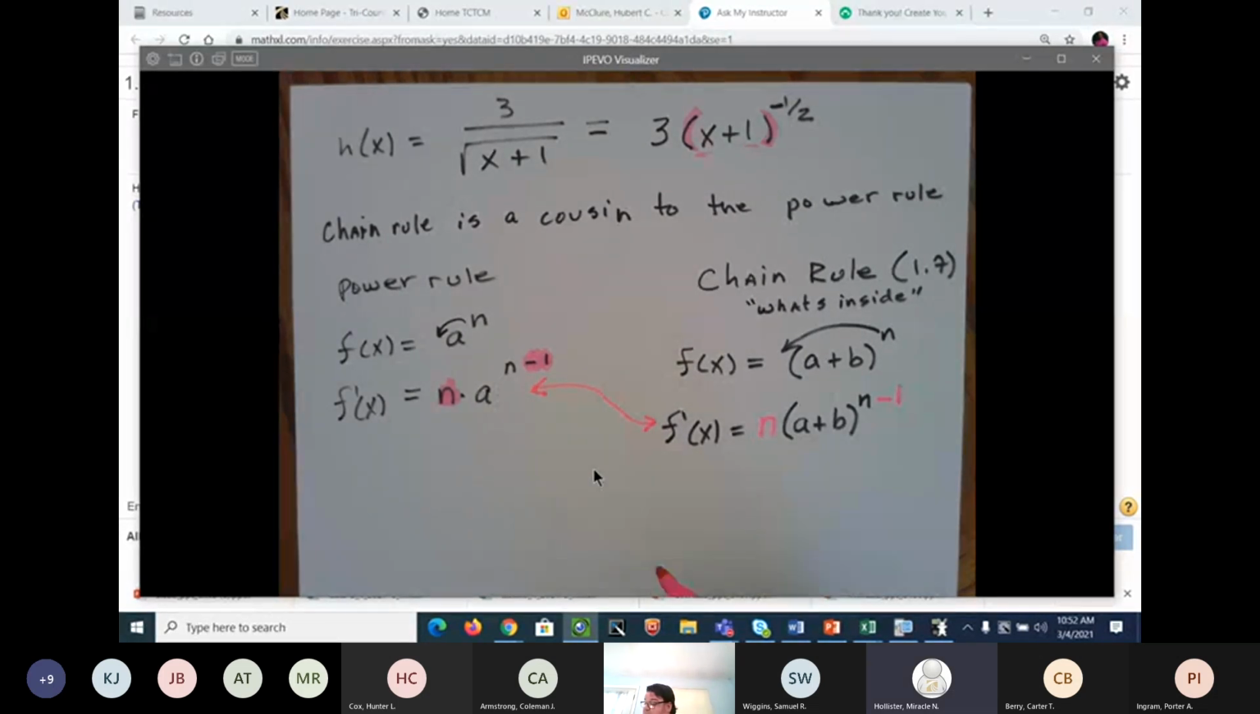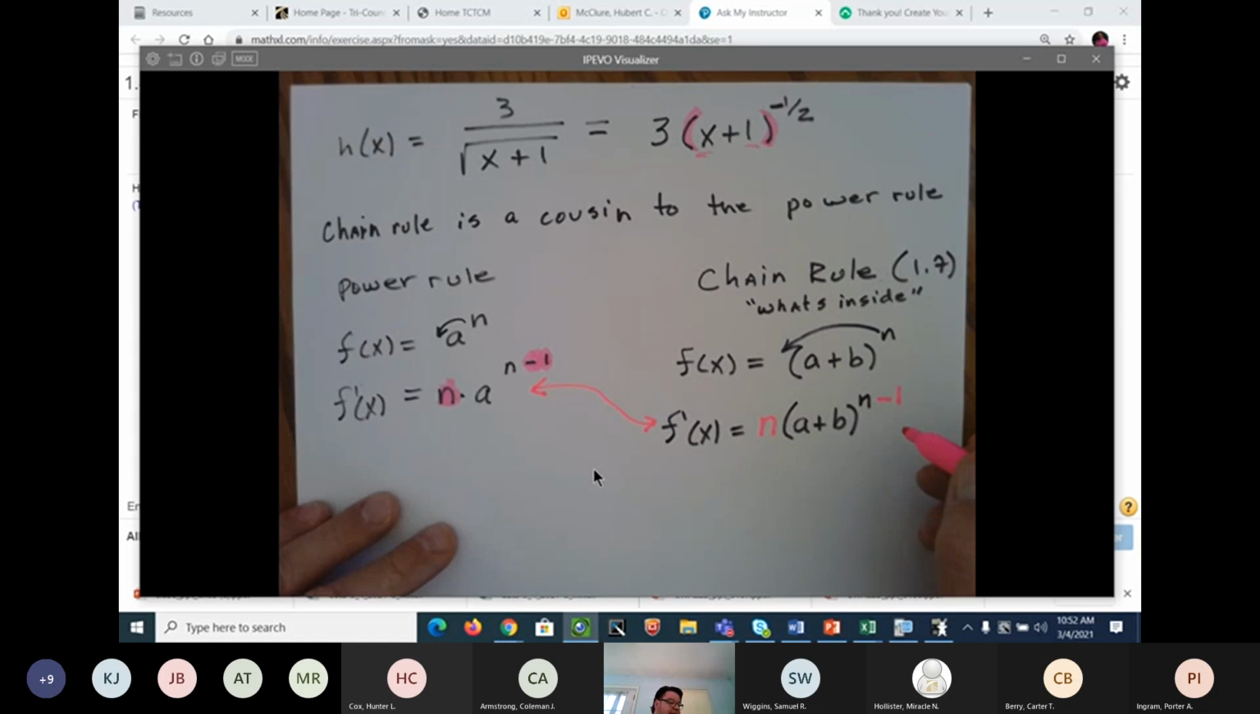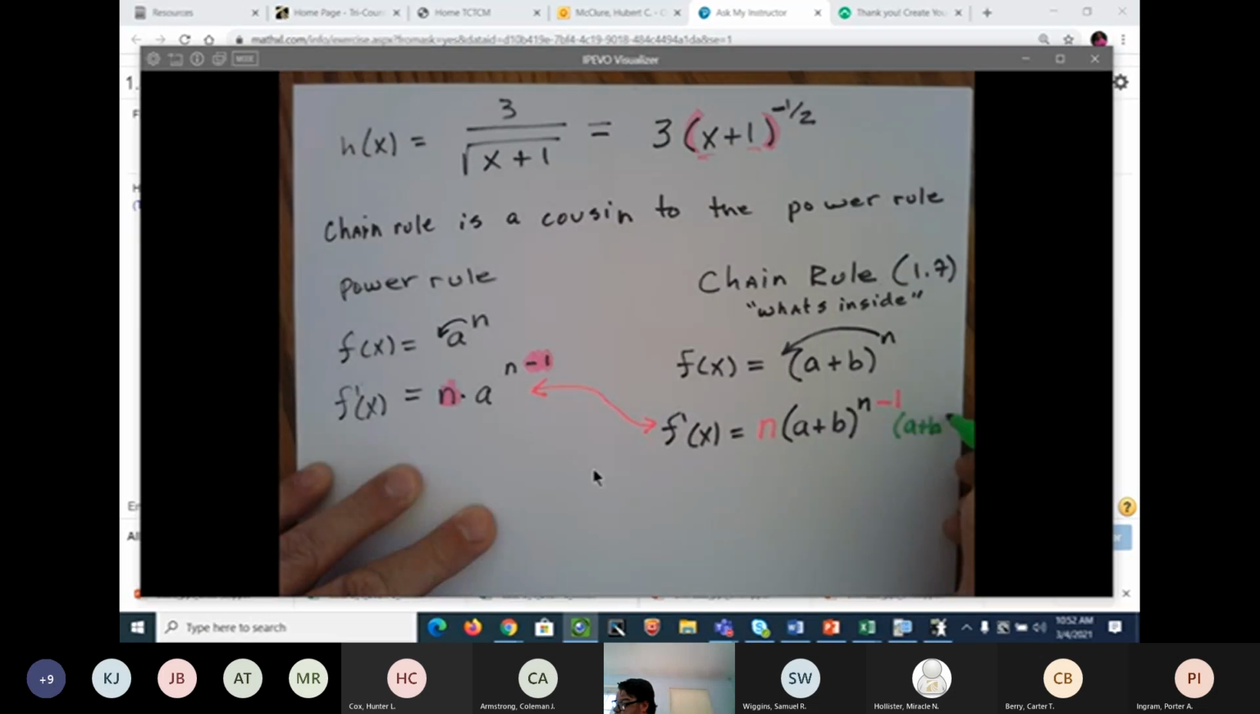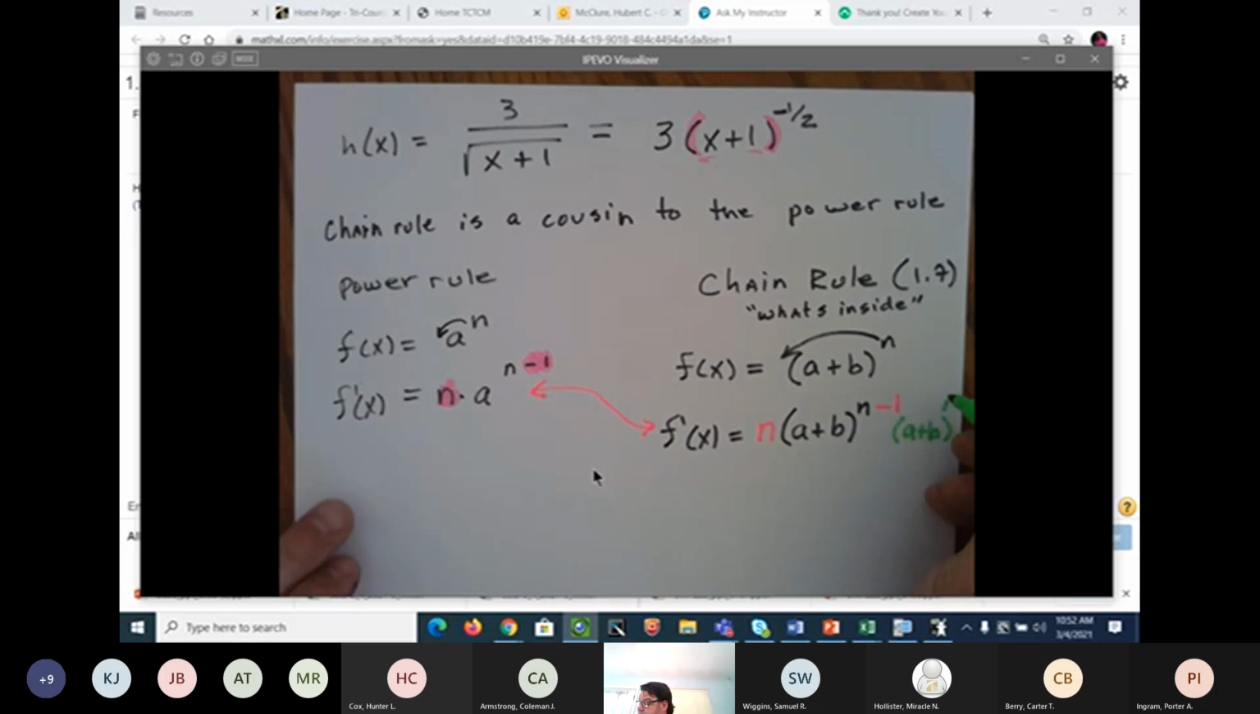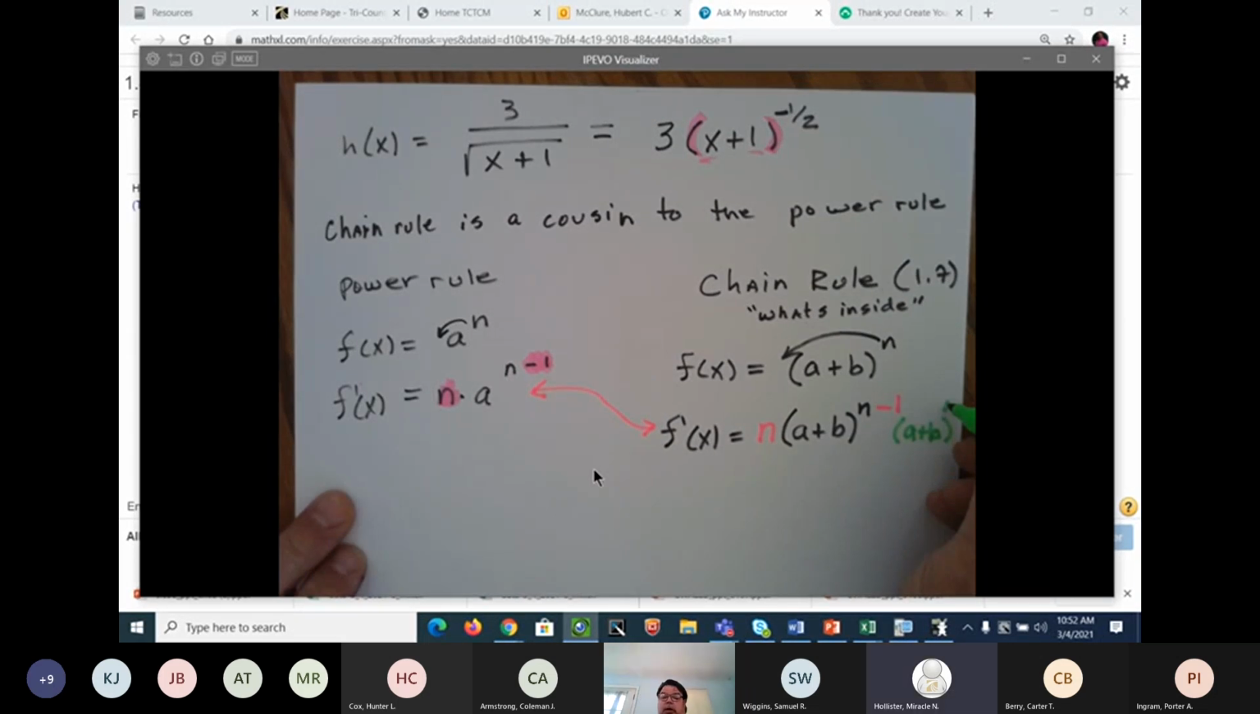Yeah, we see it. Okay, but there's one added thing to the chain rule. You have to take, and I'm going to do this in a green highlight, you have to take the derivative of what's inside. So I've got right here a plus b prime. That's a prime right there. Let me slant it a little bit more. You have to take the derivative of this right here.